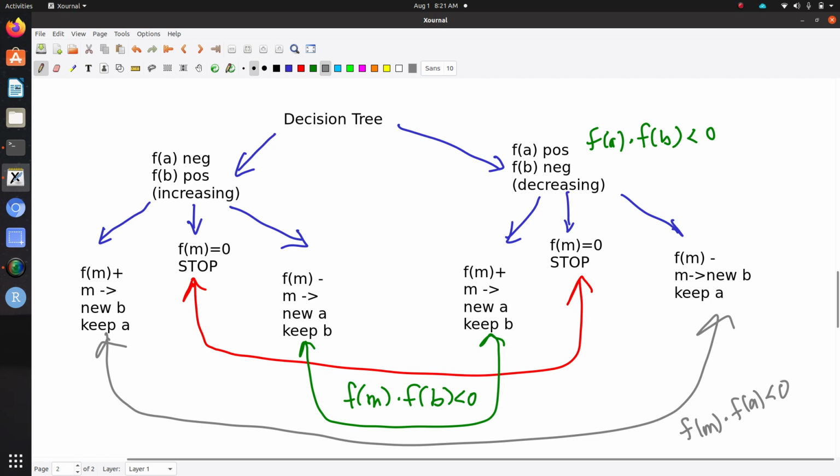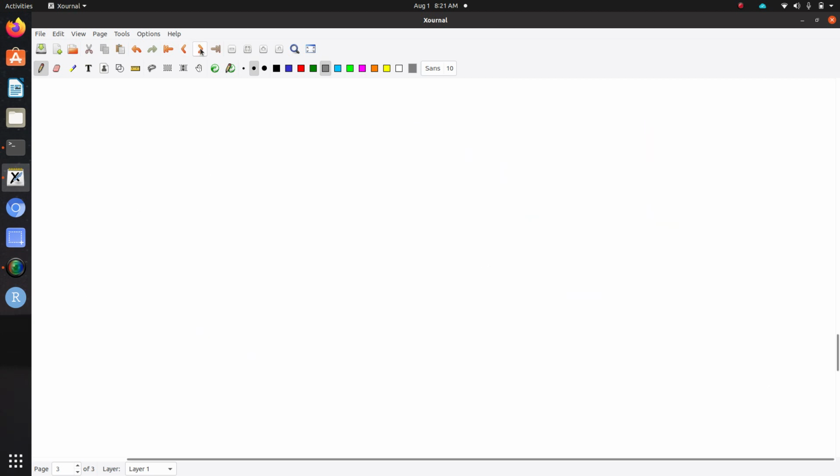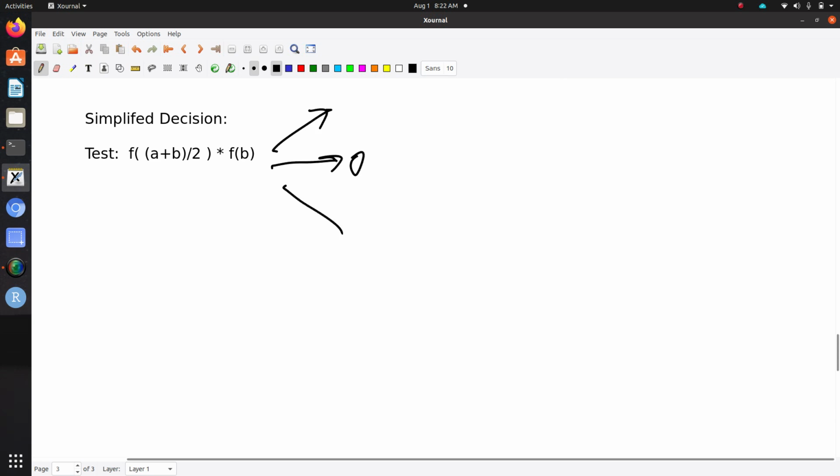So what am I going to do for my test? I'm going to do something like this. I'm going to say, okay, simplified decision tree. You're going to test f of (a plus b over 2) times f of b. And then what's going to happen is you're going to end up with 3 cases. You're going to end up with either 0, in which case you hit the root. That's easy enough. Positive or negative. That whole thing's going to be positive or negative.